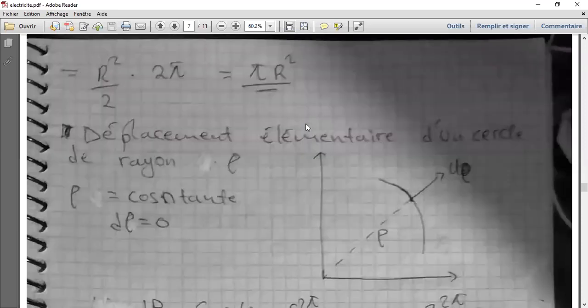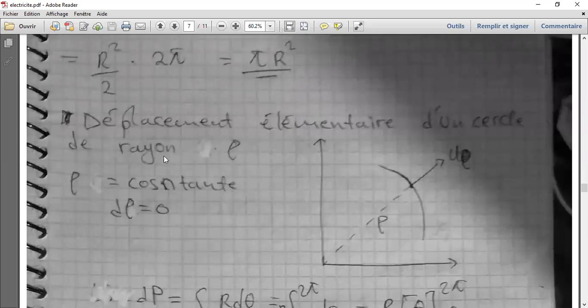There's also another question and another application. They can tell you to find the displacement élémentaire of a circle of radius rho. So they want you to find the elementary displacement of a circle of radius rho, and the radius rho is just the distance from here to here. And they have said that rho is constant. They specify this most of the time.